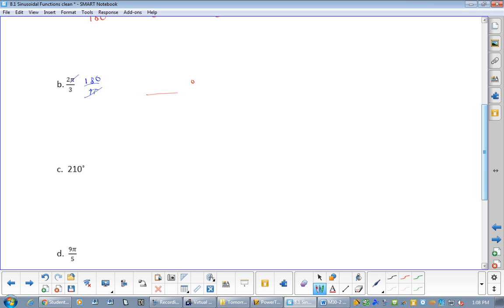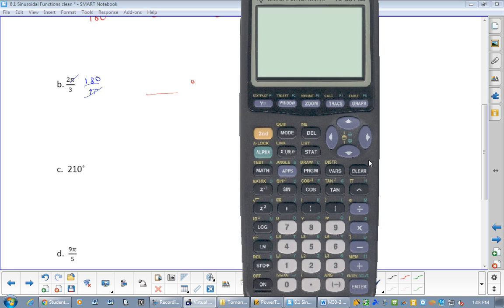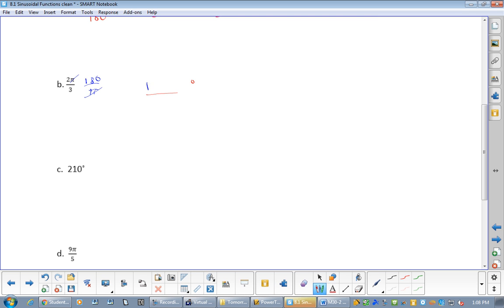So you're going to go 2 times 180. Now, if you put it without brackets, you will get it wrong. You need to go 2 times 180 divided by 3. And that's 120 degrees. So what did I do? I went 2 times 180 divided by, or I'm going to split the division sign, slash 3.